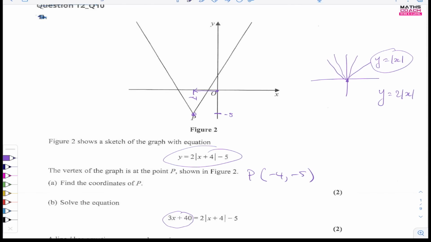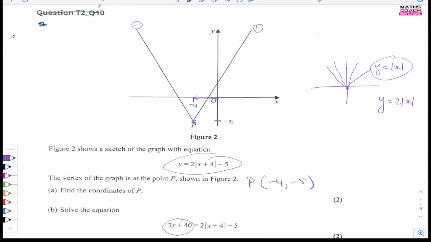So we've got 3x plus 40 equals the modulus graph. Now the modulus graph has two branches. The one on the right is the positive branch, and the one on the left is the negative branch. So we can see that the one on the right will have a positive gradient, and the one on the left will have a negative gradient. So we have 3x plus 40 equals, taking the positive branch, positive 2 times the bracket (x plus 4) minus 5.